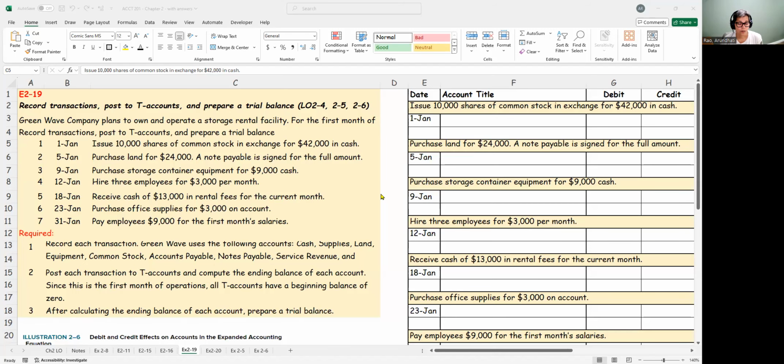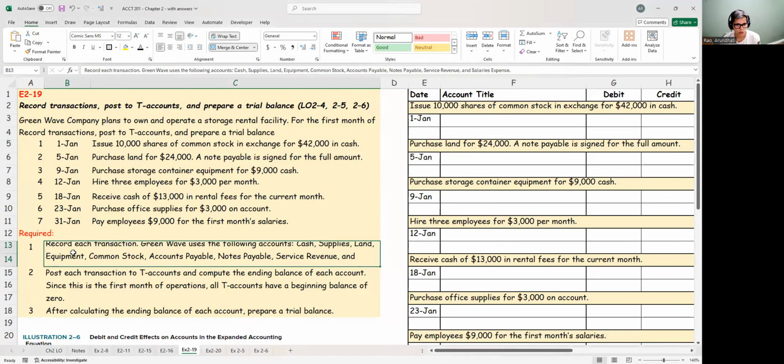In this exercise, we have a lot of information and a lot of work to do. So let's get started. We're looking at exercise 2-19, in which we are asked to record transactions in the journal, post to the T account, and then prepare a trial balance. We've been given all the information about the 7 transactions. If you look further, they tell you under requirements which account names you should use.